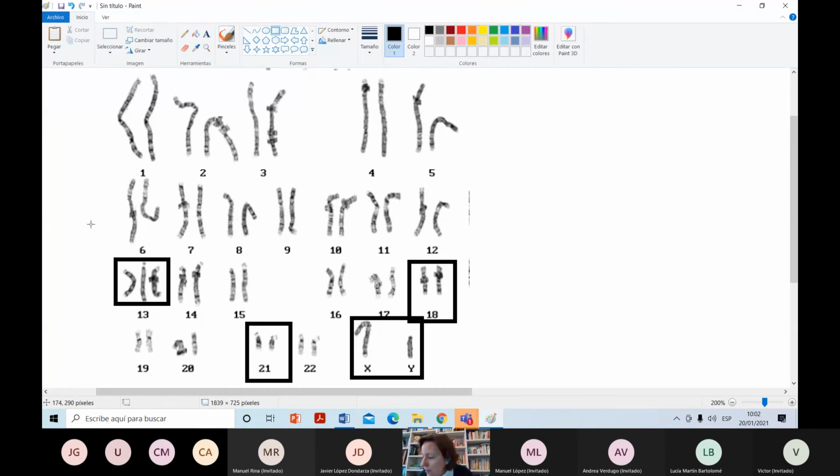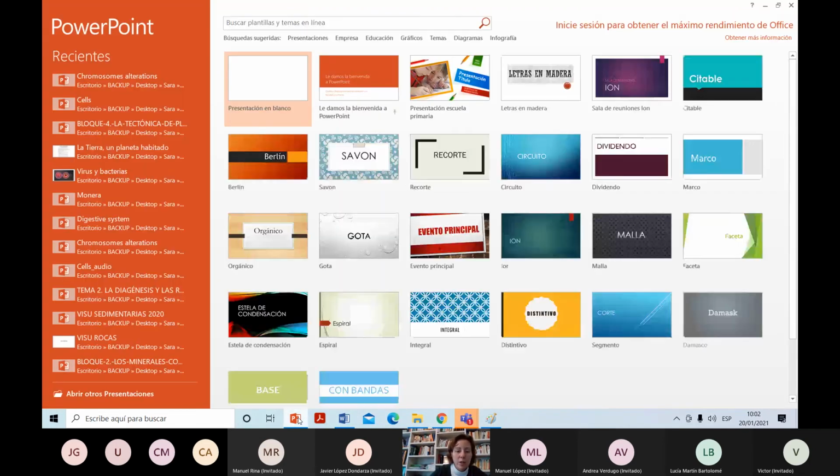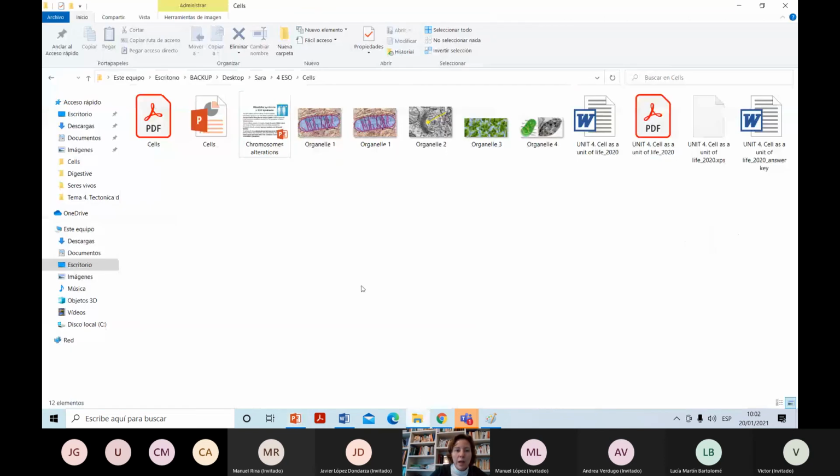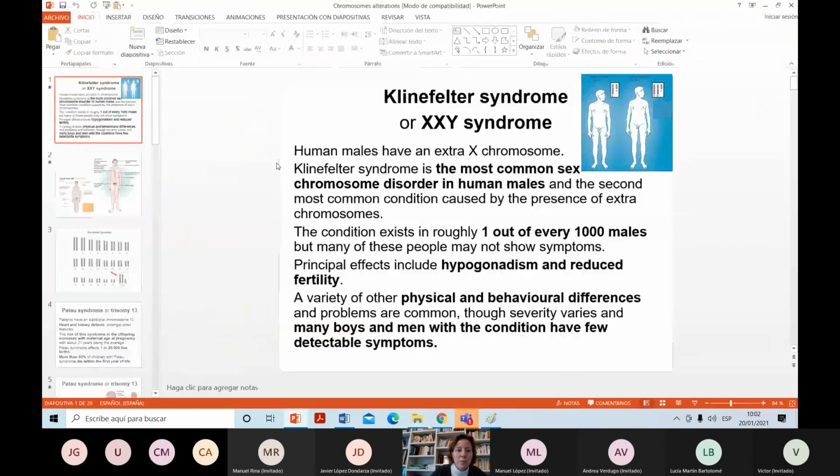Well, this one refers to one abnormality. Well, we'll see the following day, we'll see all the abnormalities, all the chromosomal alterations. We're going to see the consequences.